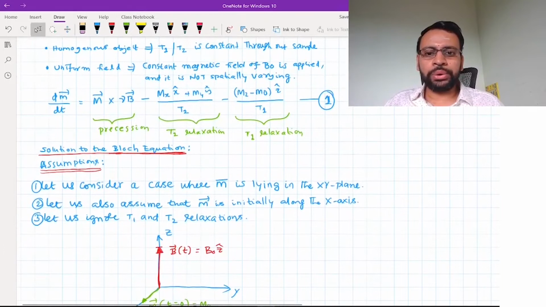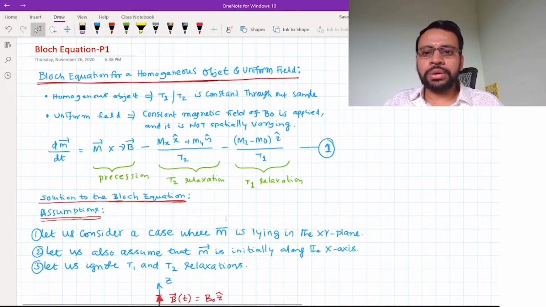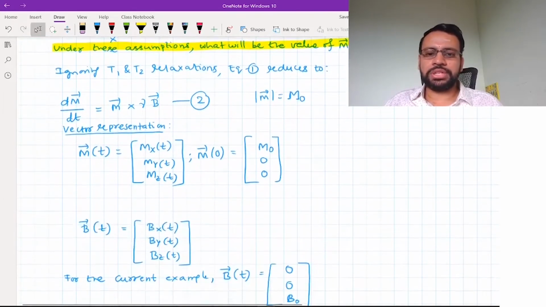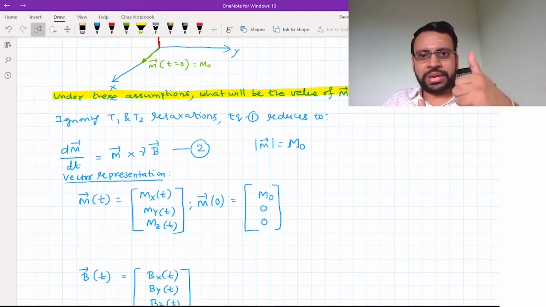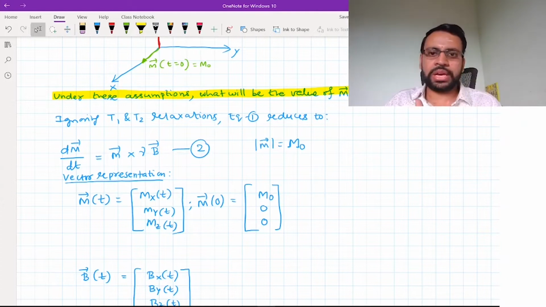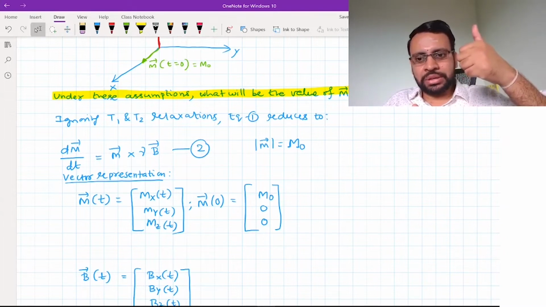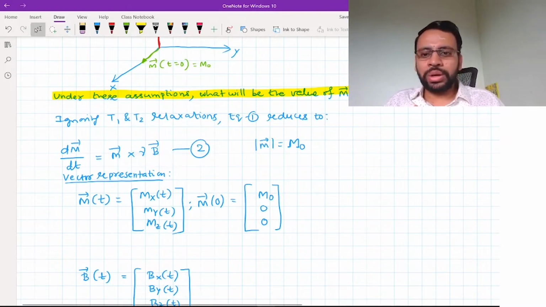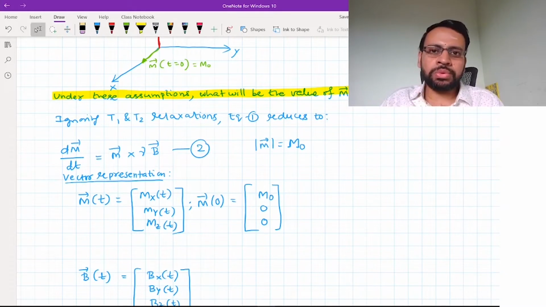The moment you have ignored the T1 and T2 relaxations, all you have is this equation: dM bar by dt equals M bar cross product with gamma times B bar. This is the equation for us. Now your M bar varies with x, y, z and time, and it has three components, Mx, My and Mz. What we would like to do right now is work out the resultant of this cross product.